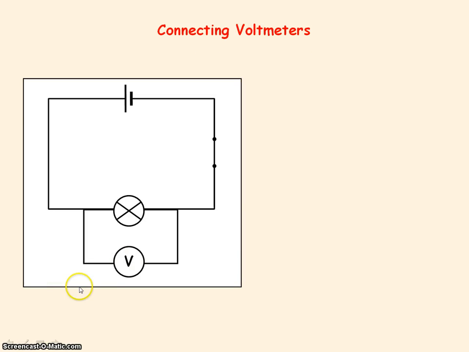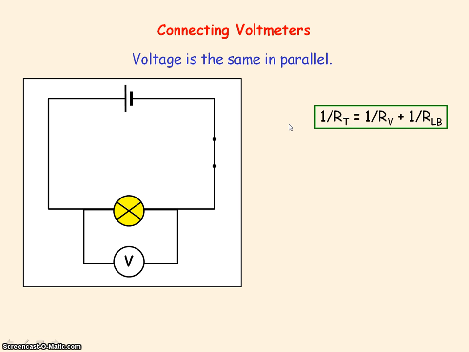We're now going to look at how we connect voltmeters to measure the voltage across a component, in this case a light bulb. We connect them in parallel because we know voltage or potential difference is the same in parallel. To find the total resistance in this circuit, we need to use the equation for resistance in parallel. So that is adding the reciprocals of the resistances. So 1 divided by R total, RT, is equal to 1 divided by RV, the resistance of the voltmeter, plus 1 divided by RLB, the resistance of the light bulb.